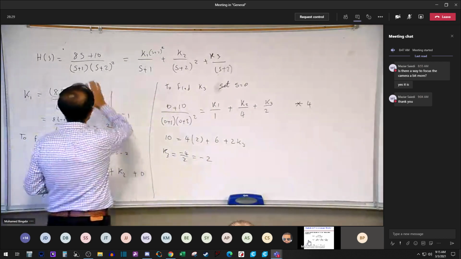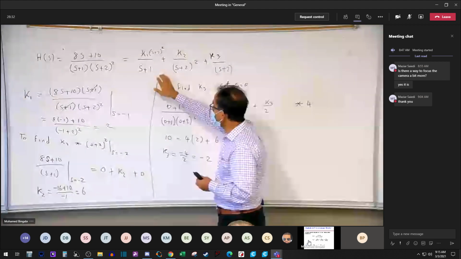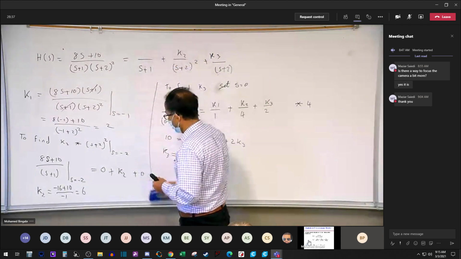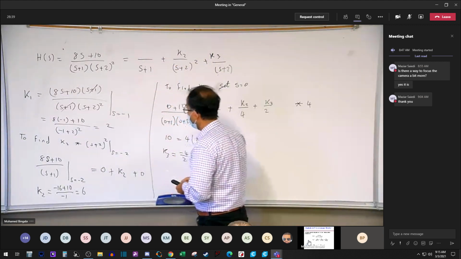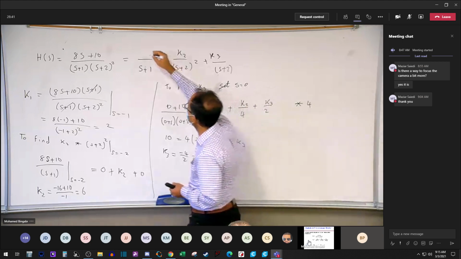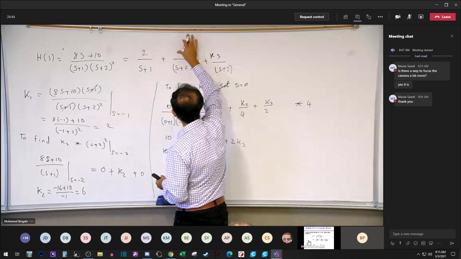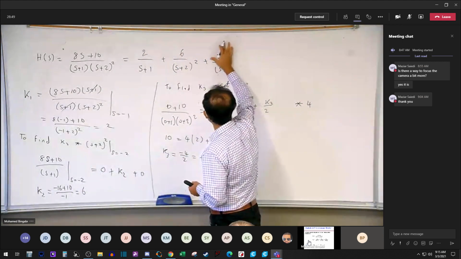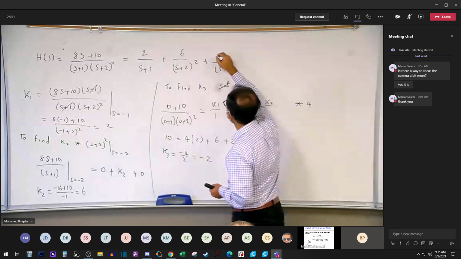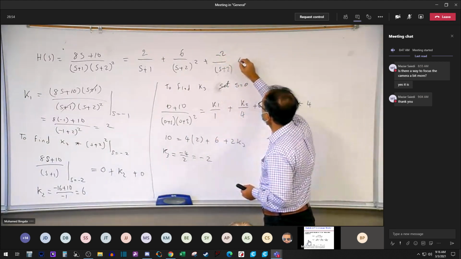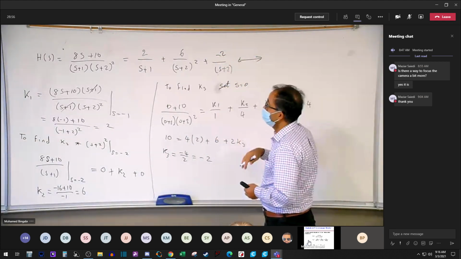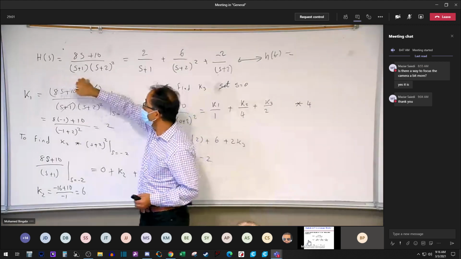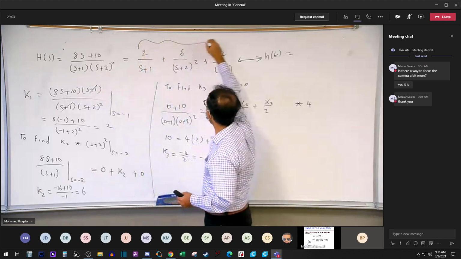Okay, so we started with this problem. We did partial fraction expansion, and we found K1 to be 2. We found K2 to be 6, and we found K3 to be minus 2. Now, the inverse Laplace transform of this one, I can use the table, h of t, which is this one, which is also the same here.